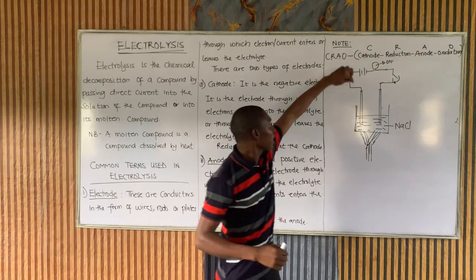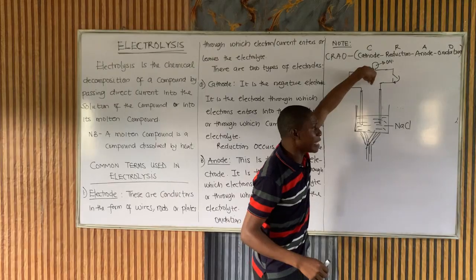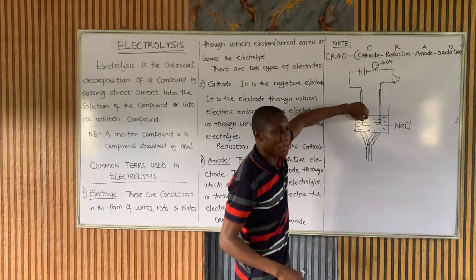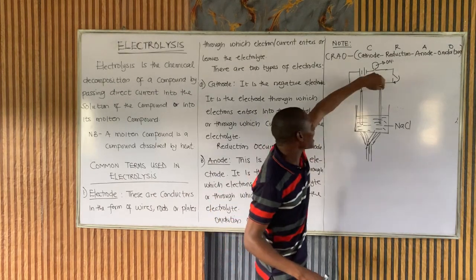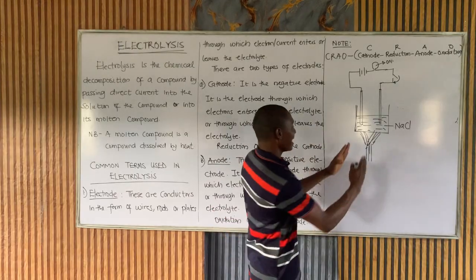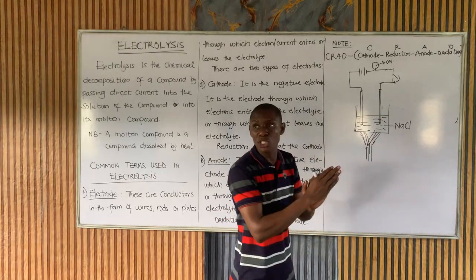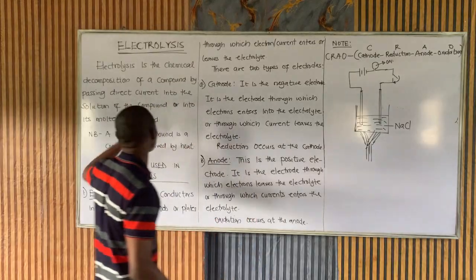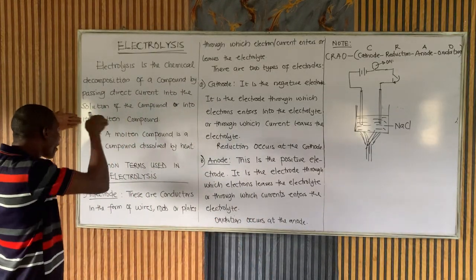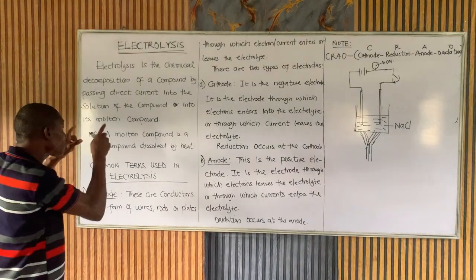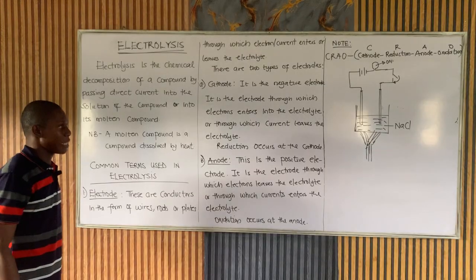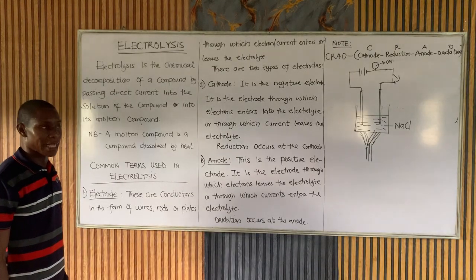That tells you that if current will flow in this circuit, or if electrolysis will occur, if this compound will decompose, then either this is a solution made by pouring water into the sodium chloride, or it was dissolved by action of heat, which is called molten compound. And that's why this definition is the way it is. Electrolysis is the chemical decomposition of a compound by passing direct currents into the solution of the compound or into its molten compound. And that's that about that.